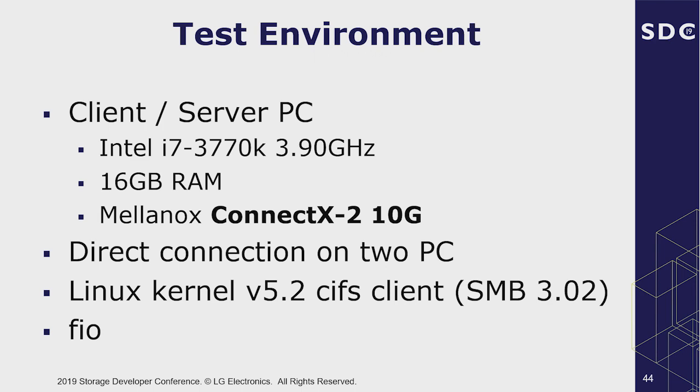Our test setup is not the latest. Two PCs have Intel 3rd generation i7, 16 gigabytes of RAM, and a 10 GB Mellanox ConnectX-2. We connect the PCs directly and mount CIFS with Linux kernel version 5.2 CIFSD client, and we run FIO, changing the block size and the number of IO threads. And we make CIFSD operate over tmpfs.